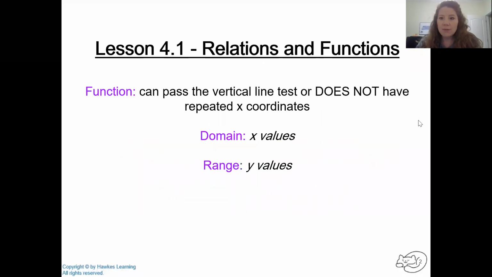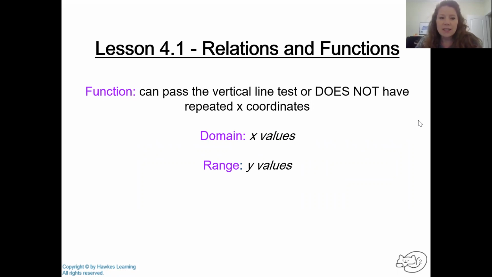All right, so tonight we're going to talk about relations and functions. A relation is pretty much any set of ordered pairs. There's not really any rules that they could break. If you have a set of ordered pairs, you have a relation. But a function means that for every x value, there's exactly one y value. Or another way to say that is there is one unique output for every input.